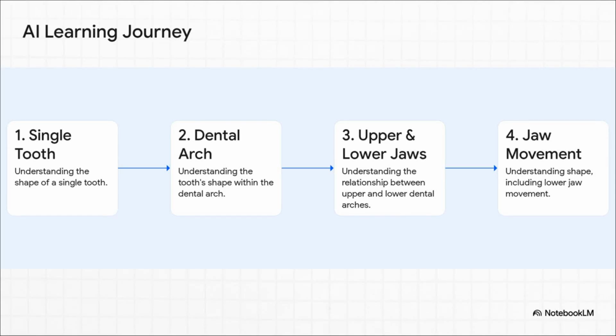And here are those 4 steps laid out. It's the AI's curriculum. First, it masters a single tooth. Then, it learns that tooth's place in the neighborhood, the dental arch. After that, it figures out the relationship between the upper and lower jaws. And finally, the masterclass. It adds the dimension of movement. So let's break each one down.